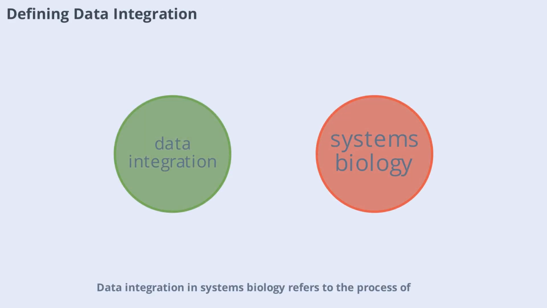Data integration in systems biology refers to the process of combining data from different experimental sources to create a unified view. This is essential because biological systems are complex and interconnected. By integrating data, researchers can identify patterns and relationships that would be impossible to see in isolated datasets. For example, linking gene expression data with protein interaction networks can reveal how genes and proteins work together in health and disease. This unified approach is the foundation for systems-level understanding.